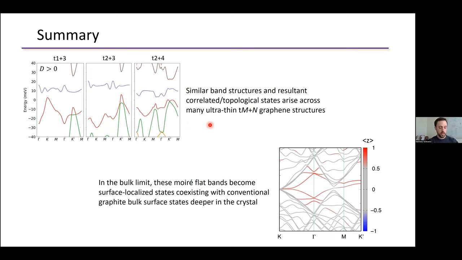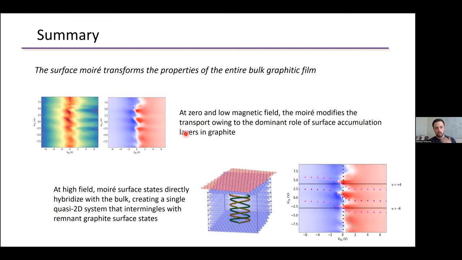Okay, so let me just quickly wrap up then. What we've shown is that we can find similar band structures and similarly resulting correlated and topological states arising across many ultra-thin constructions of twisted M+N layer Bernal graphenes. And in the bulk limit, it seems that these Moire bands simply become surface localized and coexist with the graphite states that are buried deeper into the bulk. The consequence of this is that the surface Moire really transforms the properties of the entire bulk graphitic film in ways that I think are more profound than at least I first anticipated.